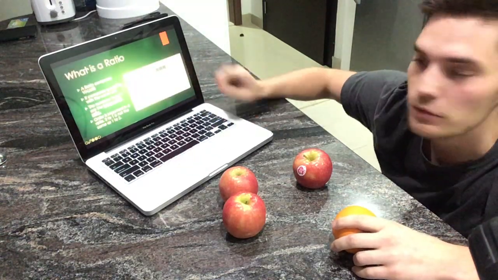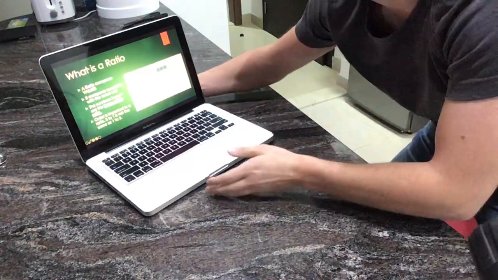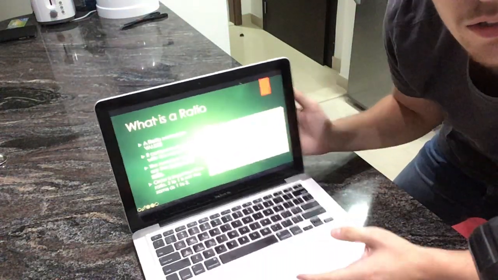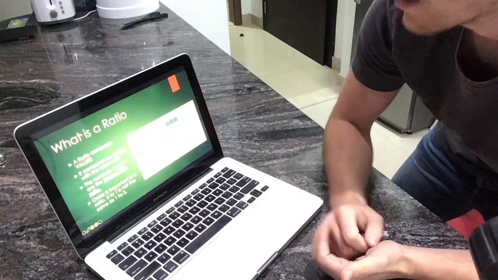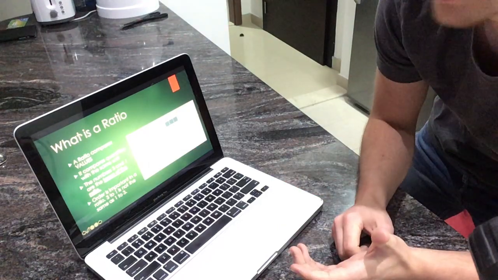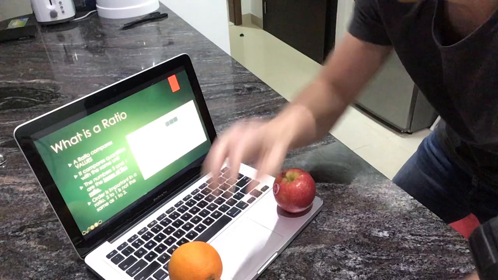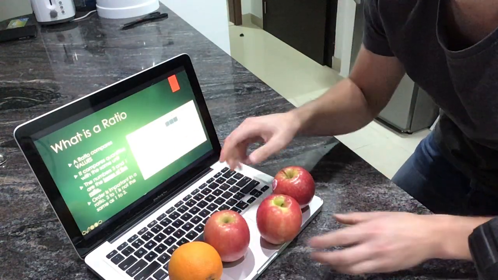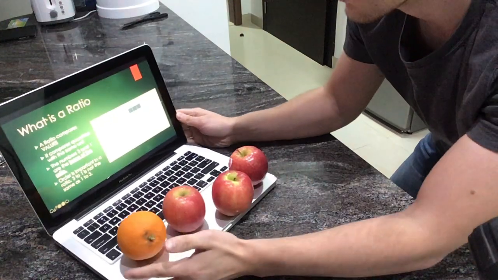So what is a ratio? A ratio, I know we can't see that, so I'm going to zoom in, but a ratio compares values, okay? It compares quantities with the same unit, right? So for apples and oranges here, we would have 3 to 1, all right? 3 to 1 apples to oranges.